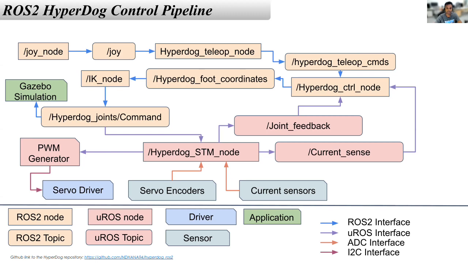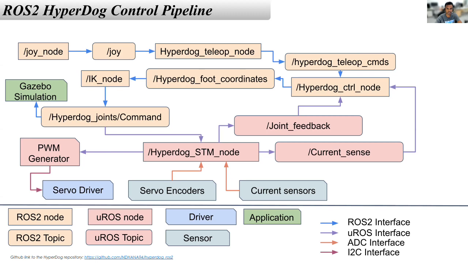Next, it publishes through the HyperDog joints command topic, which can be subscribed to by the joint controller of the HyperDog Gazebo simulation package to operate and test algorithms in the simulation. Moreover, with the help of the micro-ROS agent, the HyperDog joint command topic running on the onboard computer is subscribed to by the HyperDog STM node, which is a micro-ROS node running on the STM32 microcontroller.